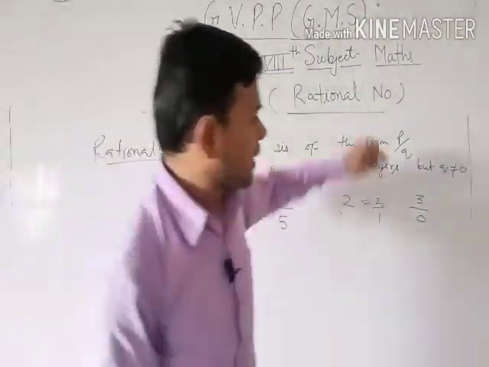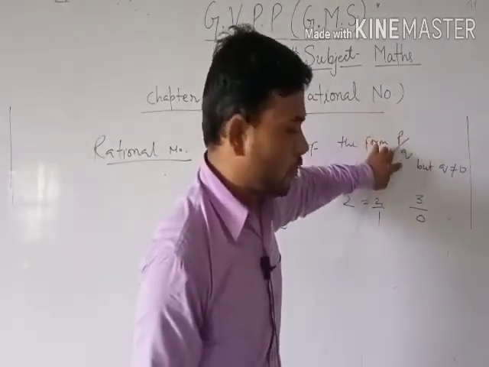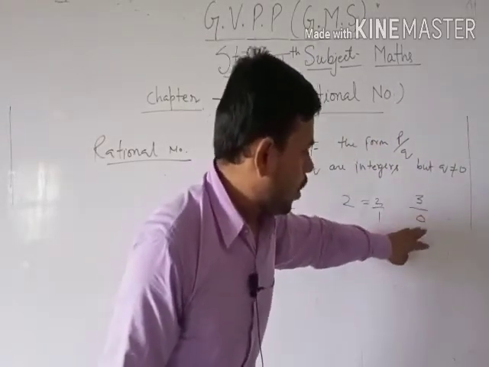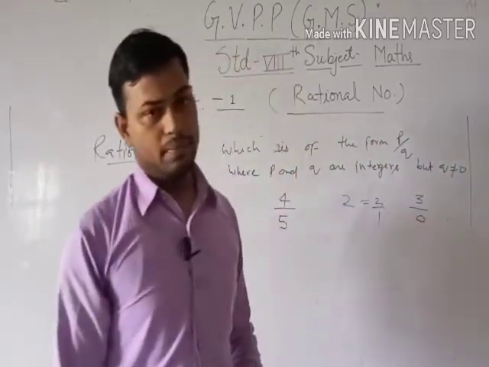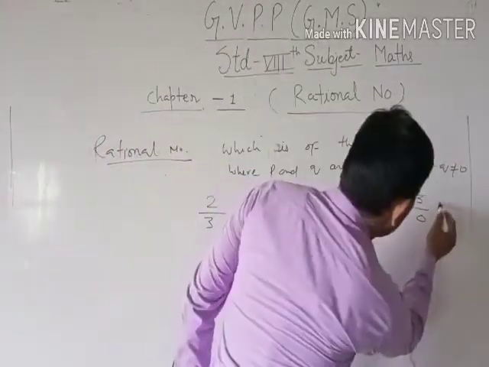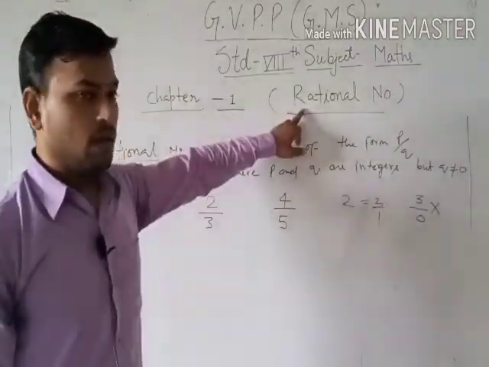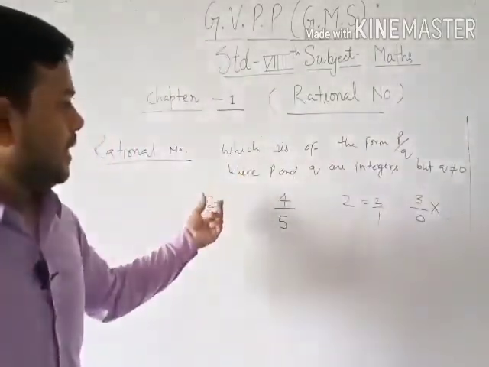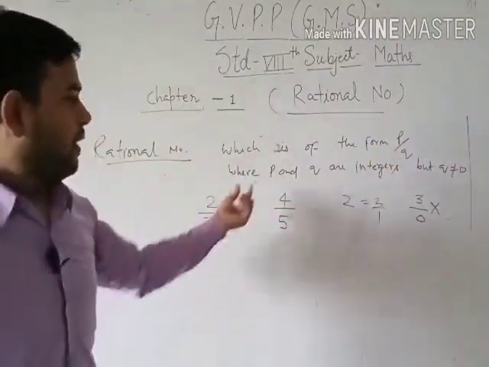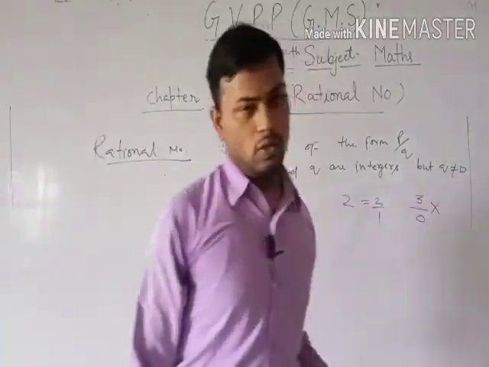Okay, because I have told you that it is of the form p/q, but q should not be 0. That means डिनोमिनेटर में 0 नहीं होना चाहिए. ओके, अगर डिनोमिनेटर में 0 होगा तो वो रेशनल नंबर नहीं होगा. You understand what a rational number is? A rational number is a number which is of the form p/q, where p and q are what? Integers, but q should not be 0.